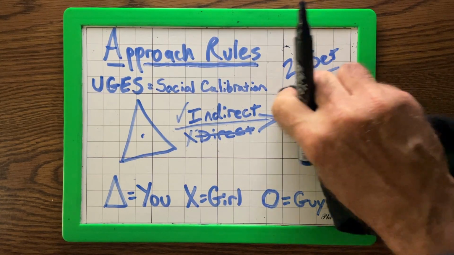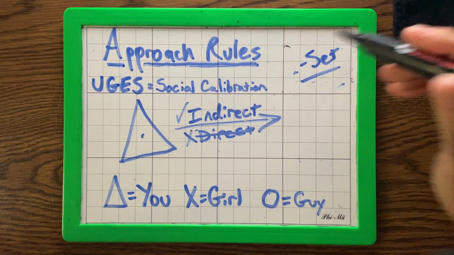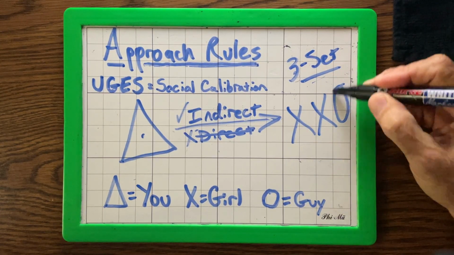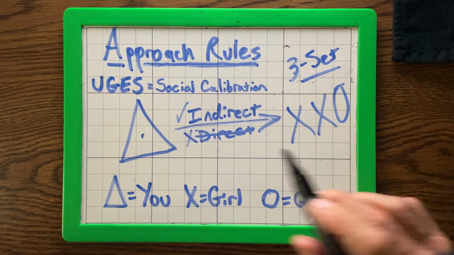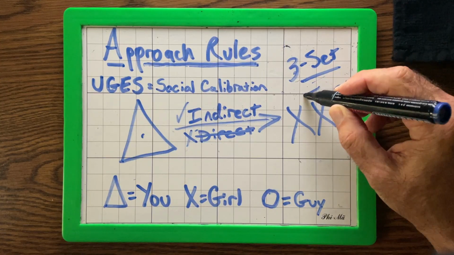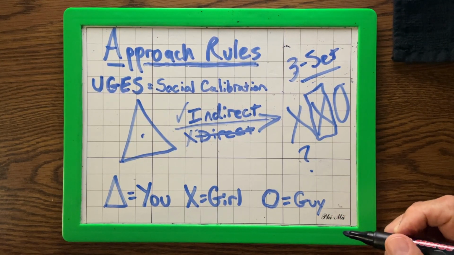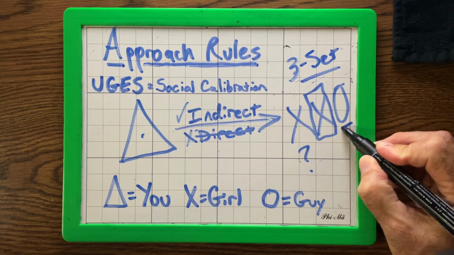But going back to the 3 set, right? We've got a 3 set, 2 girls and a guy. Can we open them? Sure. We can do an indirect cold approach. But who do we open? Let's say you're interested in this girl. Who do we open? Well, if there's a man in the group, you always open the man.